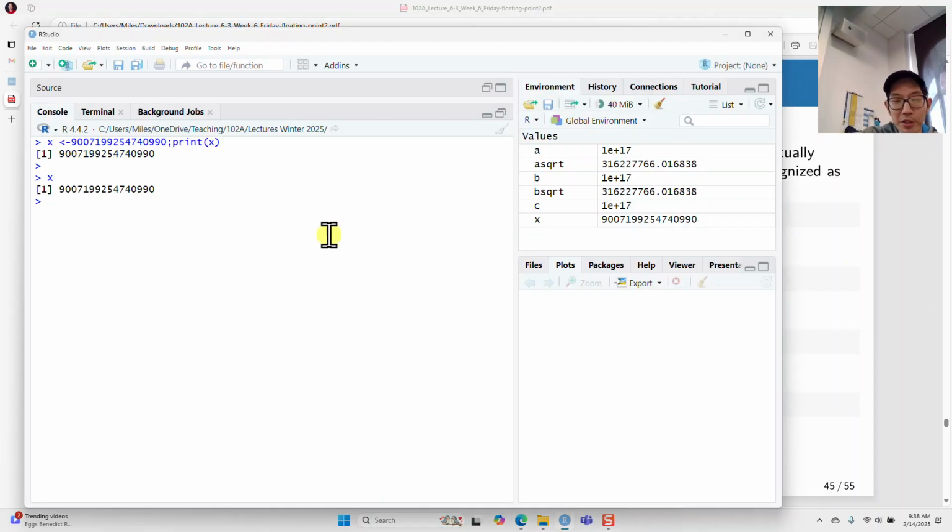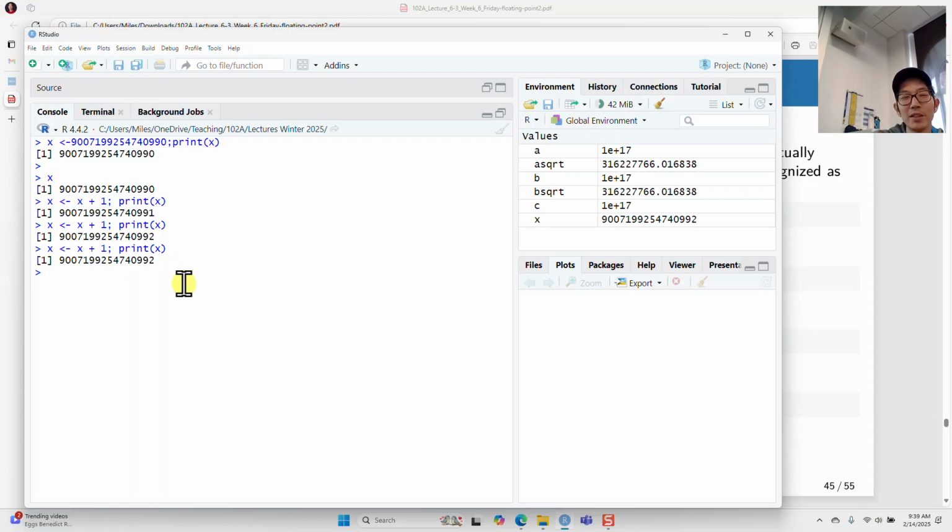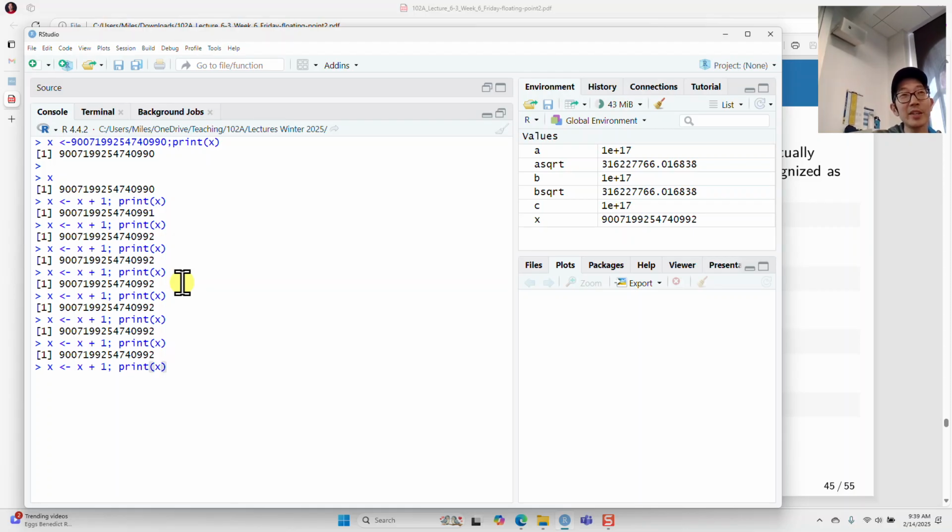Here's the number x, and I'm going to add 1 to x and print out x. So here I've added 1, and I count it up: 90, 91, 92. And then if I try to add 1, it's stuck. It's stuck at 92. I can't add 1. And if I ask, what is 2 to the 53? 2 to the 53 is this number. So what has happened?